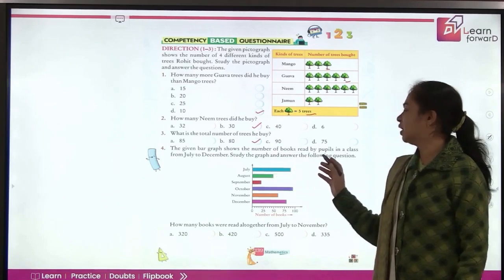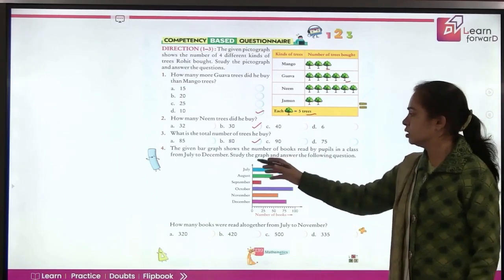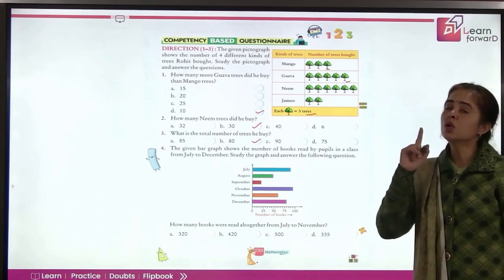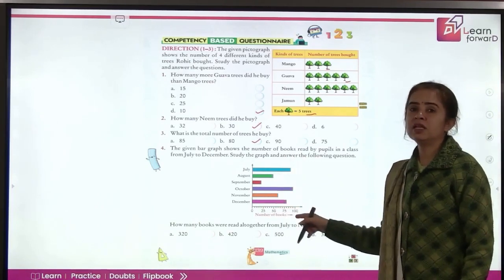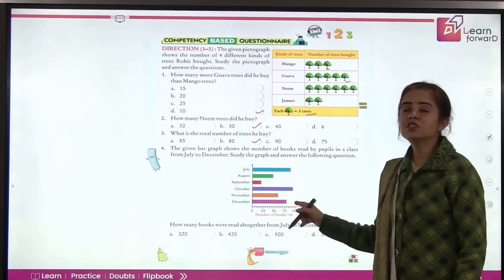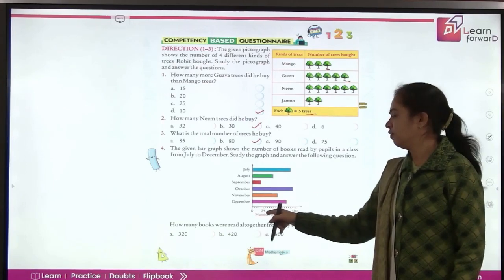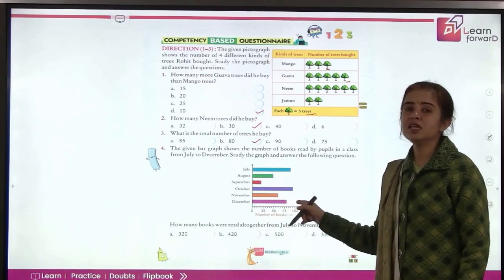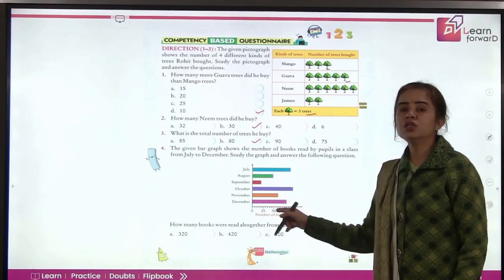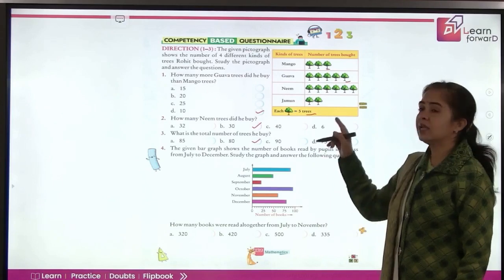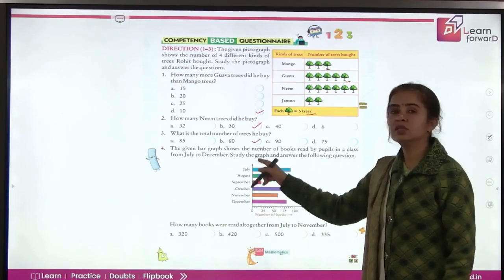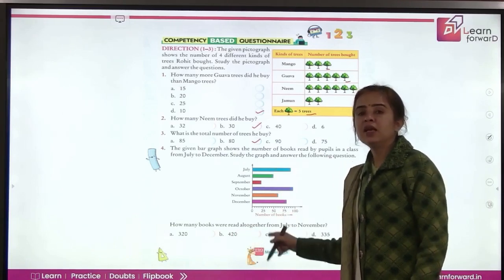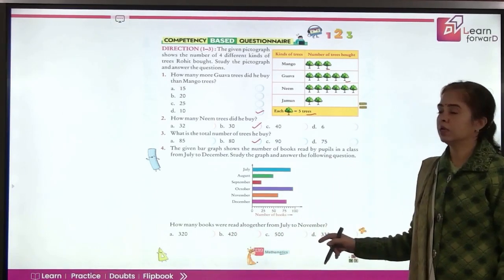Study the graph and answer the following questions. So these are the different months. This is the number of books. Whichever line you take the number on, your bars will move accordingly. Here we have taken the number of books on this side. That is why your bars are sleeping bars, they are horizontal bars. And when you take the number on the vertical line, then all your bars will be vertical.